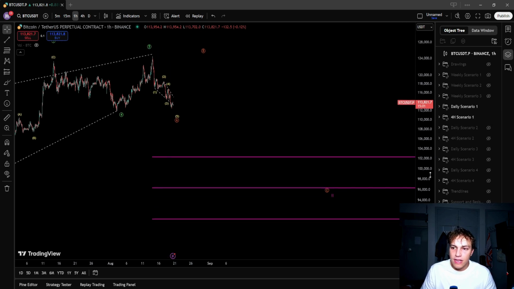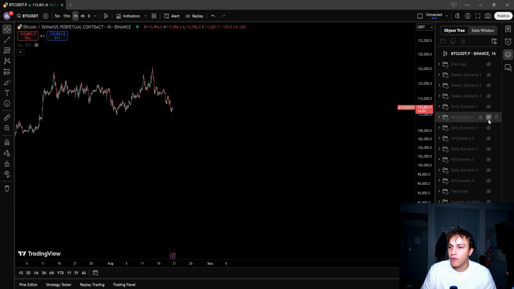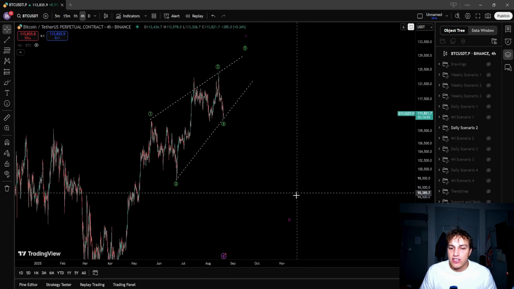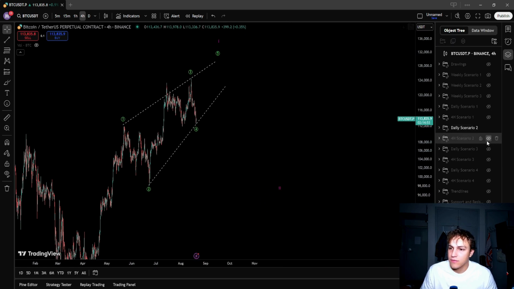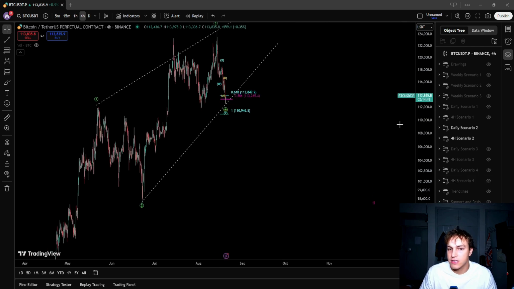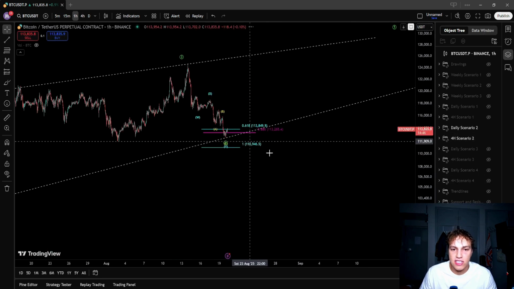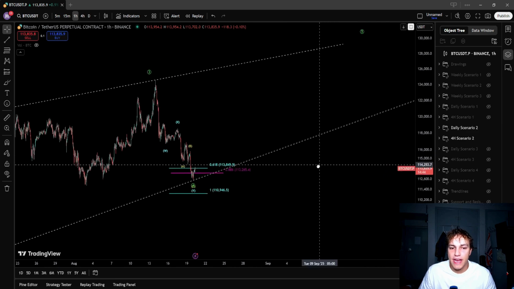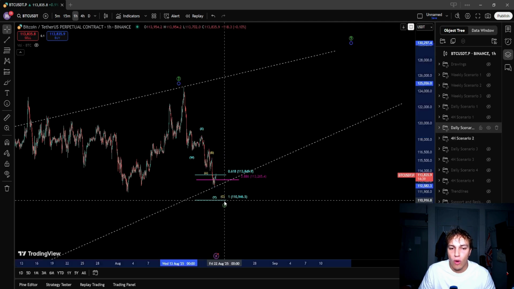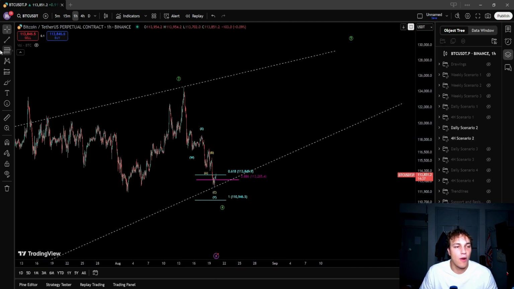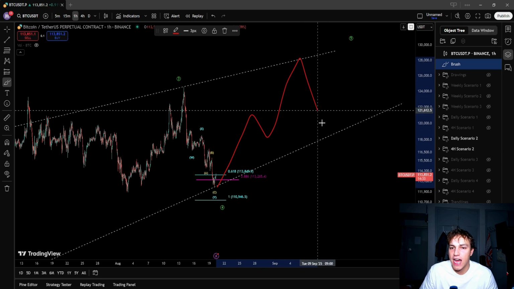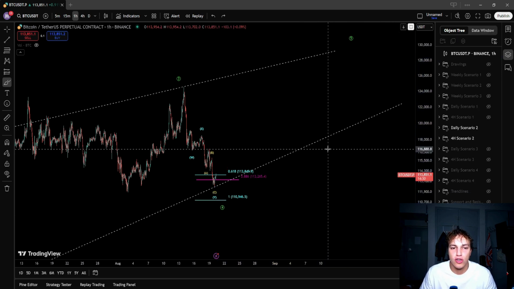Then if we were to go to the second 4-hourly scenario, we would be on the diagonal that is not yet complete, right? If we look at the diagonal that's not yet complete, little breakdown, we can see here that we have a WXY to the downside in that green wave 4, right? We are then looking for one more move towards the upside in a 3-wave structure, and then we'd be looking for that larger pullback, right?